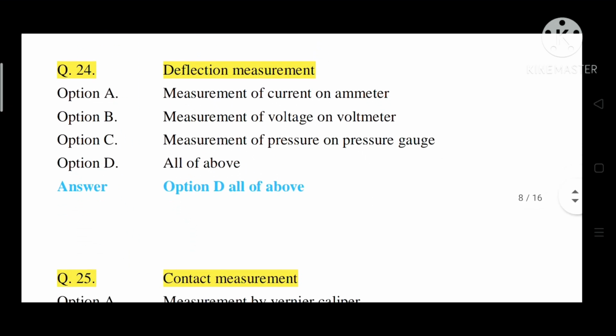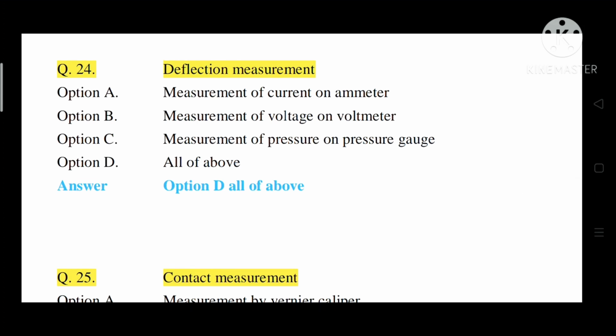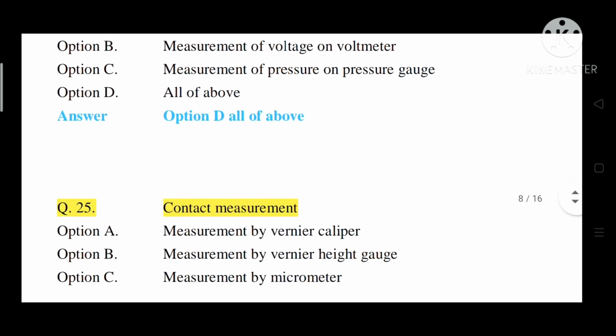Question number 24. What is deflection measurement? Options are: option A, measurement of current on ammeter; option B, measurement of voltage on voltmeter; option C, measurement of pressure on pressure gauge; option D, all of the above. So the correct answer is option D, all of the above, because all are deflection measurement.